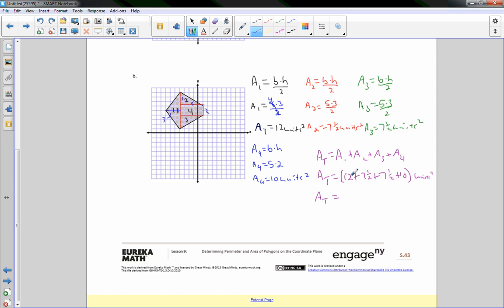So the area total equals, well, 7 and 7 is 14, and 1/2 and 1/2 is 1, so 15. 15 plus 12 is 27, plus 10 is 37 units squared. So that is our final answer.